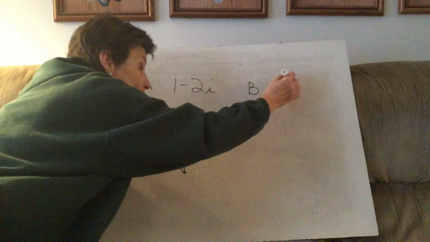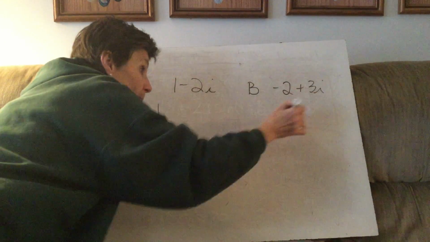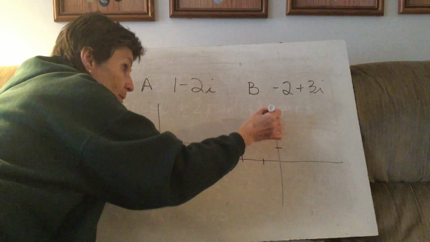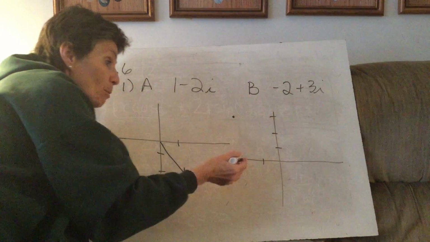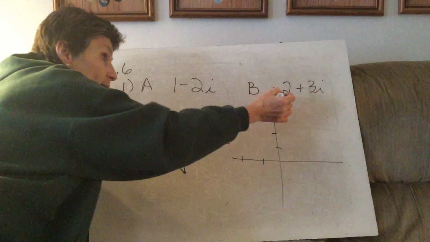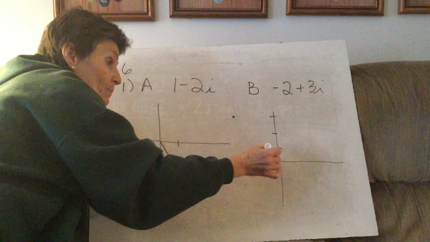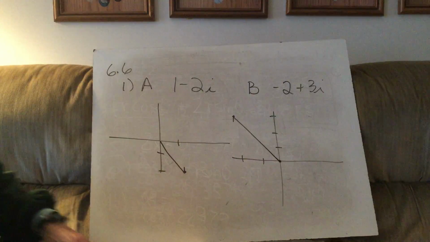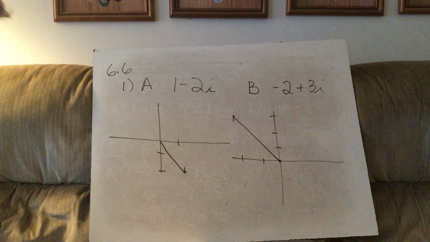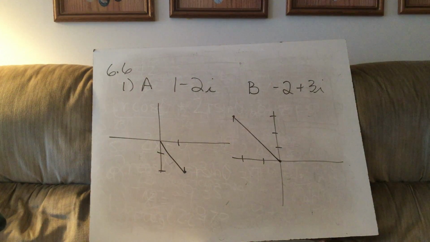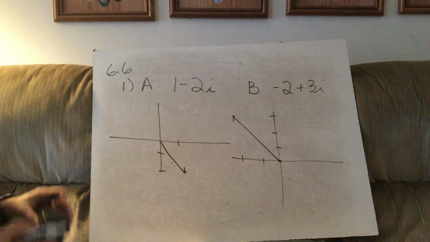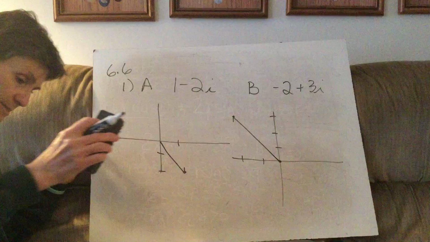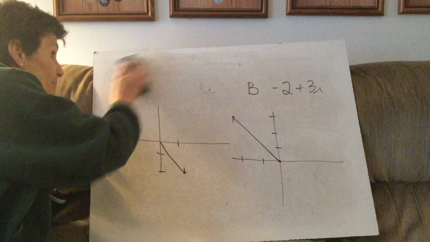a negative 2 plus 3i. So negative 2 plus 3i. So I'm going to plot the point, negative 2, 3, negative 2, 3, and start at the origin, make a vector. There it is. There's the point, negative 2 plus 3i. Wow, you're thinking today's lesson is super easy. Well, it is. It is. Okay, C.